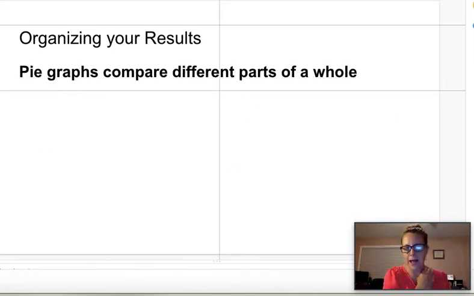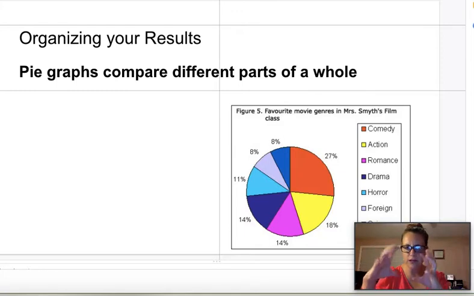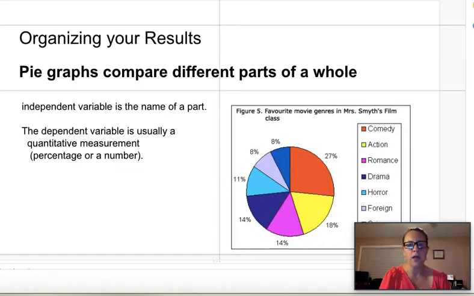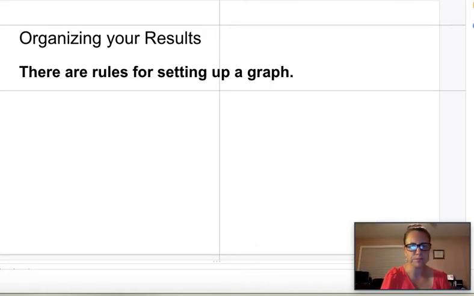A pie graph is something completely different. That is used to compare different parts of a whole. So you usually see it drawn as a big circle, and then each part of the pie represents parts of that whole. So the independent variable is usually the name of the part, so in this case it's different kinds of film genres. And then the dependent variable is usually a quantitative measurement, a percentage or a number. So that's when a pie graph is usually used.